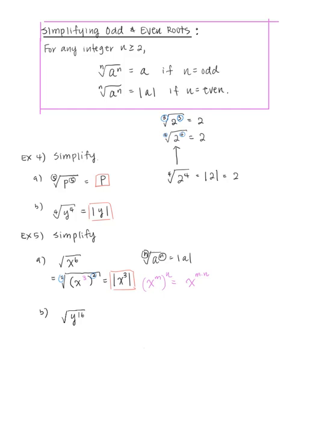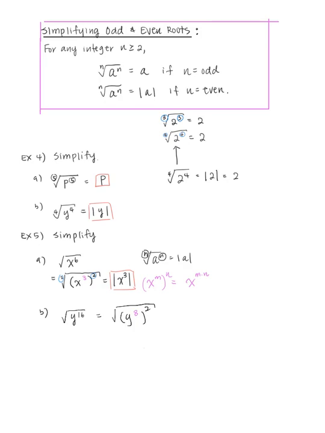Let's do another one. Square root of y to the 16. So again, what we need to do is rewrite y to the 16 as y to a certain power, to the second power. All right, so what power should we attach to that y? Well, what times 2 is going to give us 16? You can find that by doing 16 divided by 2. That will be 8.